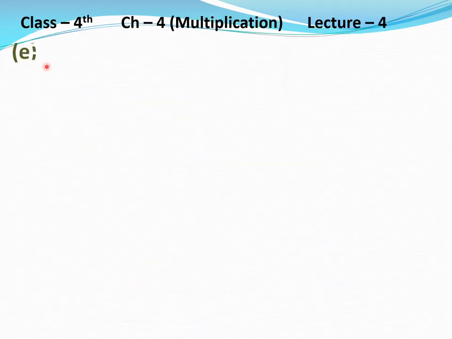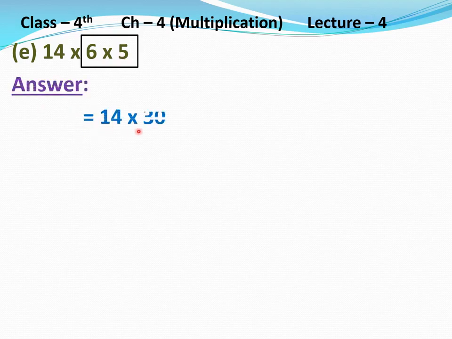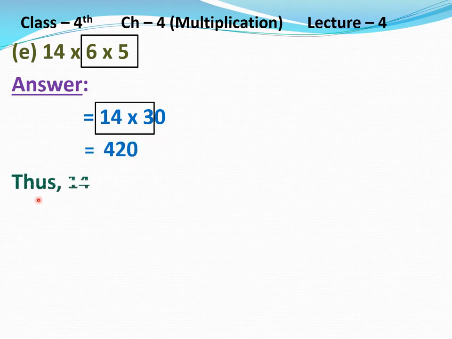Now, E part. 14 multiply 6 multiply 5. Now first multiply 6 by 5. See, 6 5s are 30. Write down answer equal to 14 multiply 30. Now first multiply 14 by 3 and then place 1 zero to the right side of the product. Clear? Now see, 14 multiply 3 equal to 42 and then place 1 zero to the right side of the product. So answer will be 420. So write down 420. Thus 14 multiply 6 multiply 5 equal to 420.